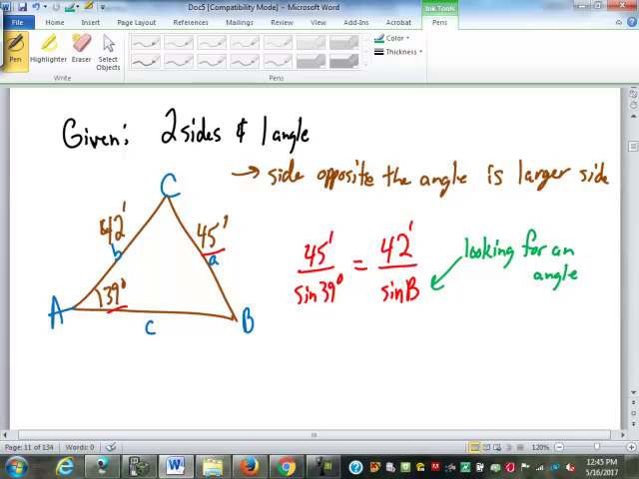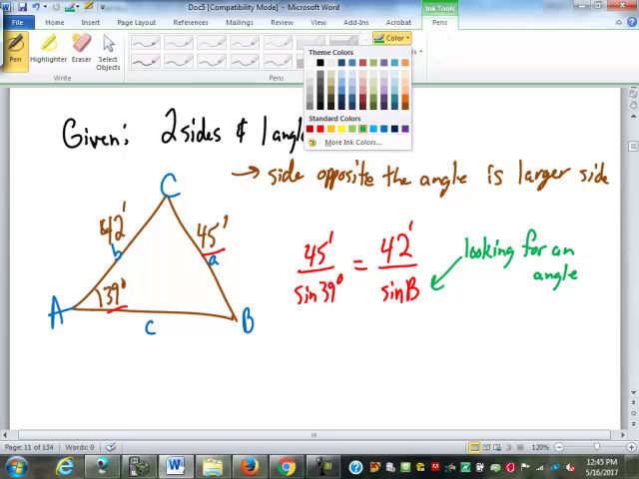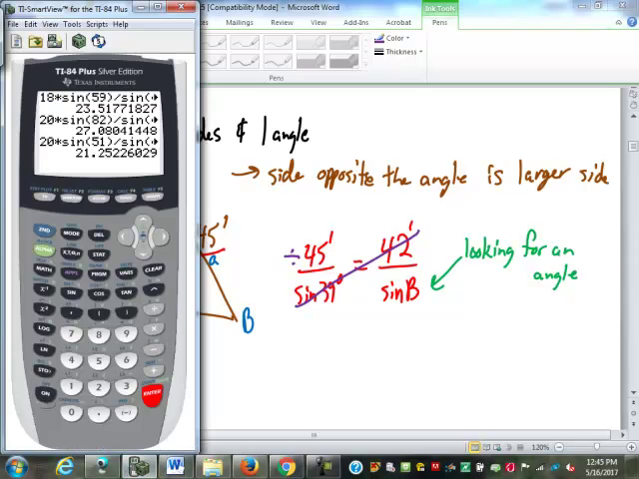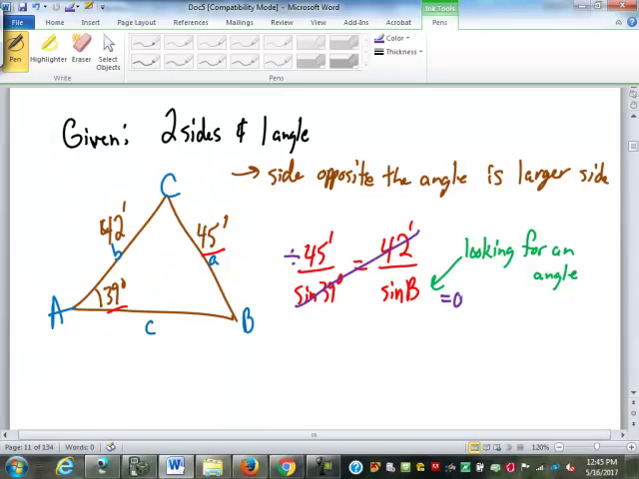When we're using the law of sines to find an angle, what we're going to find is the sine of that angle. So we're going to cross multiply and divide here. Sine of 39, make sure you close the parentheses again, times 42, divide by 45. Gives us 0.5874. That is the sine of angle B.